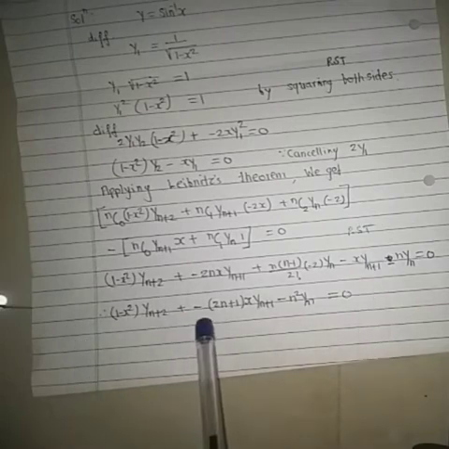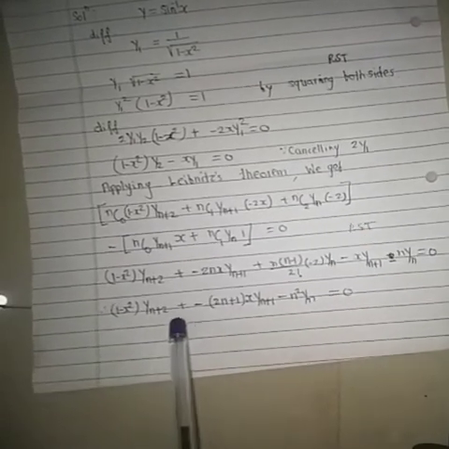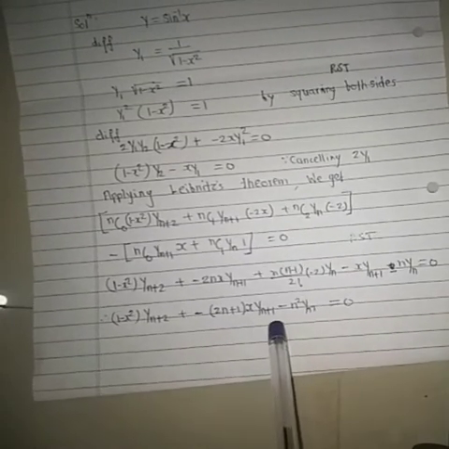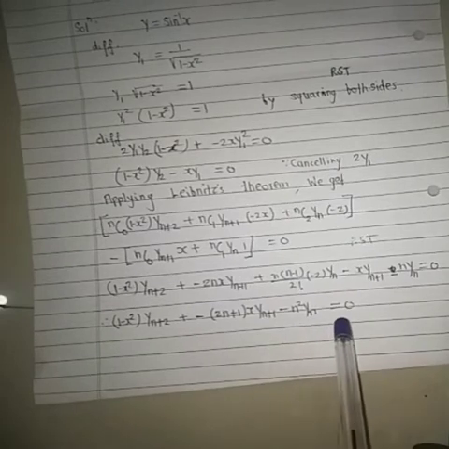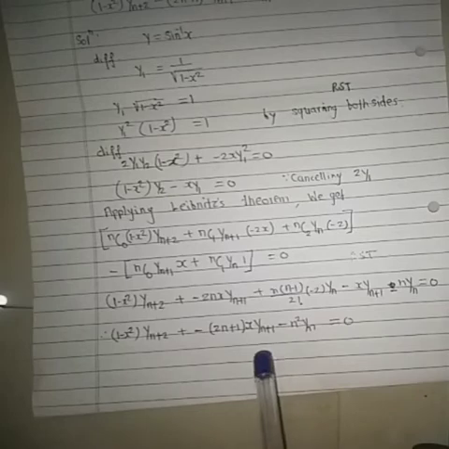So that finally we get (1 minus x squared) y_(n+2) minus (2n plus 1) x y_(n+1) minus n squared y_n equal to 0, which is the required answer. Now we consider another example.